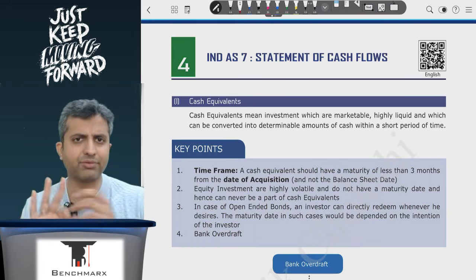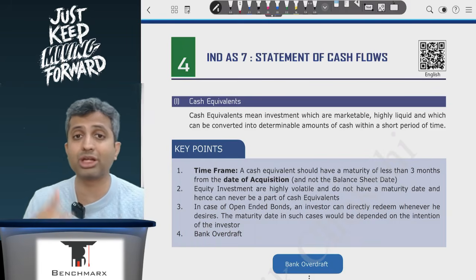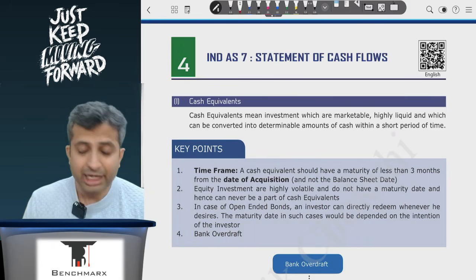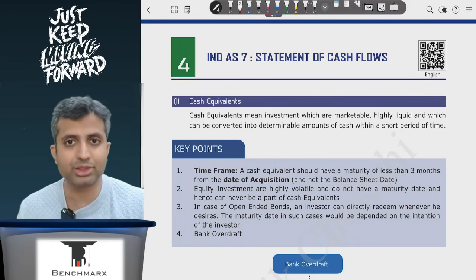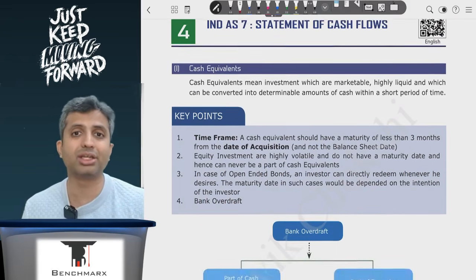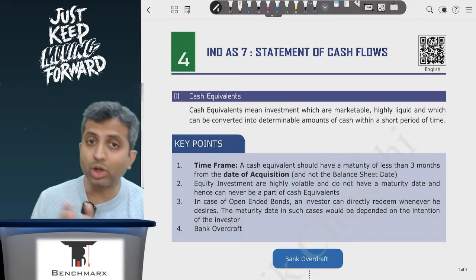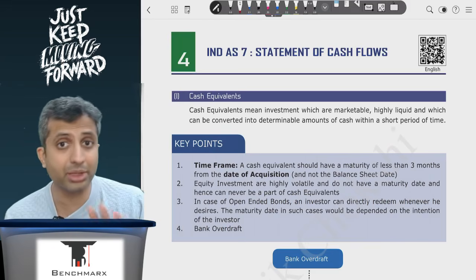So there are three pillars. First, for something to be a cash equivalent, it has to be convertible into a determinable value. Secondly, it has to be a highly liquid or marketable instrument, and thirdly, it has to mature within 3 months from the date of your purchase. If all three are satisfied, then that is when it will become a cash equivalent.